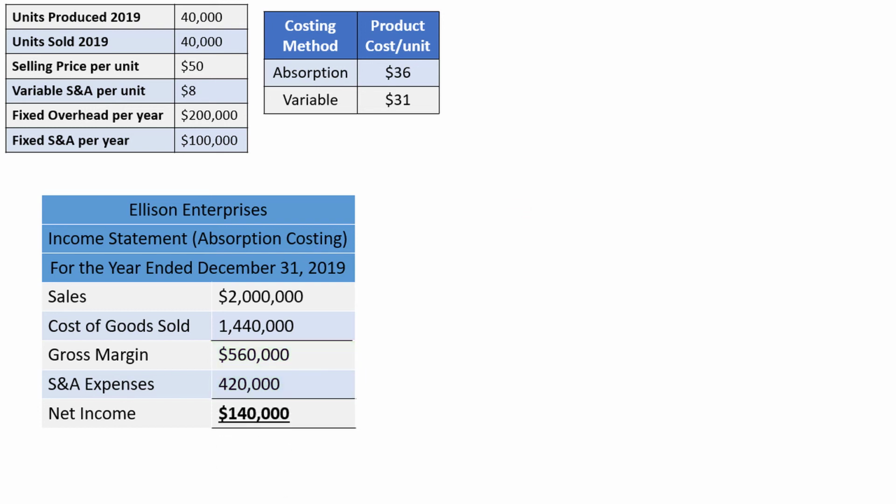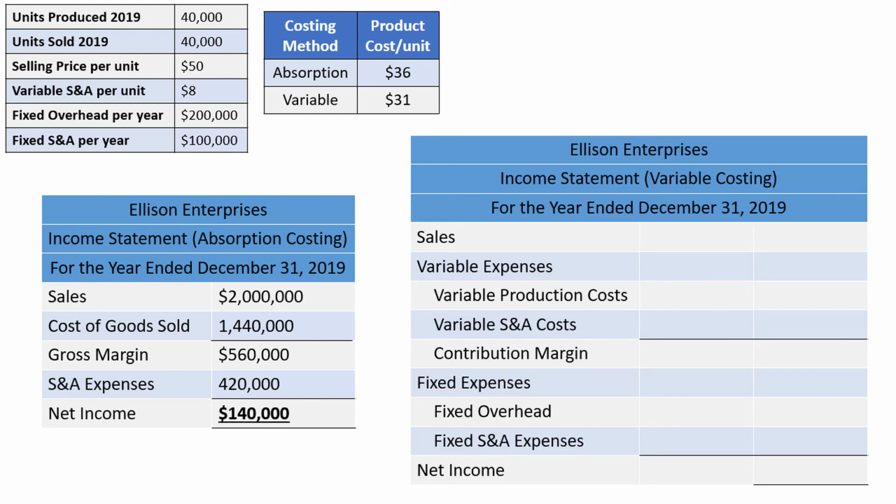Next, we can move to the income statement using variable costing. Variable costing lends itself to the contribution margin style of income statement, so that's what we will be using. We begin with sales, which are still $2 million. That hasn't changed. Then, instead of cost of goods sold, we will list the variable expenses, of which there are two, the variable production costs and the variable selling and administrative expenses.